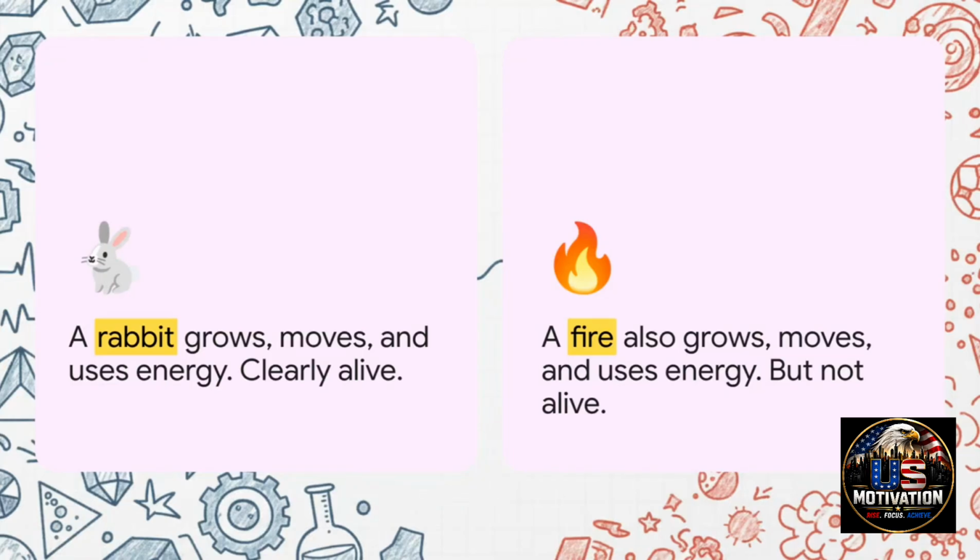Okay, check this out. This one just messes with your head right away. On the left, we've got a rabbit. No question, it's alive. On the right, a flame. Obviously, not alive. But wait a second. Look at what they both do. They both grow. They both use energy. They can both move, and they both react to their environment. All of a sudden, that simple checklist for what makes something alive starts to look, well, pretty shaky.